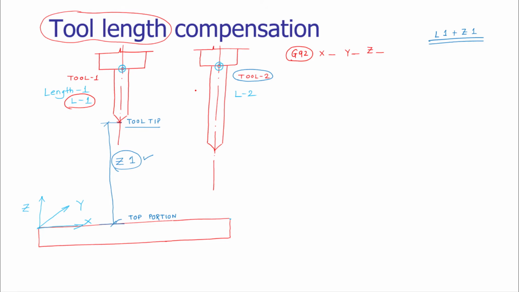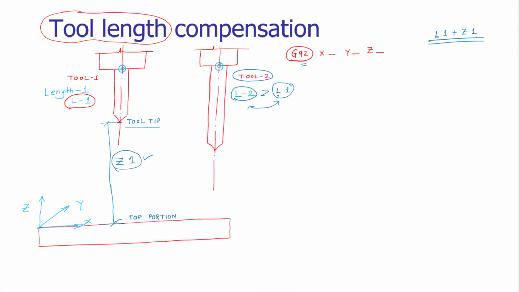When we are switching to tool number 2, which has length L2, where L2 is more than L1. In this case, we have set the machine 0 part 0 relationship with one tool, and now we are changing to another tool. It would be time consuming and not appropriate to use G92 once again for tool number 2. So for that purpose, we have to communicate the difference between the length of the tool L1 and L2 to the machine tool. That is called tool length compensation.